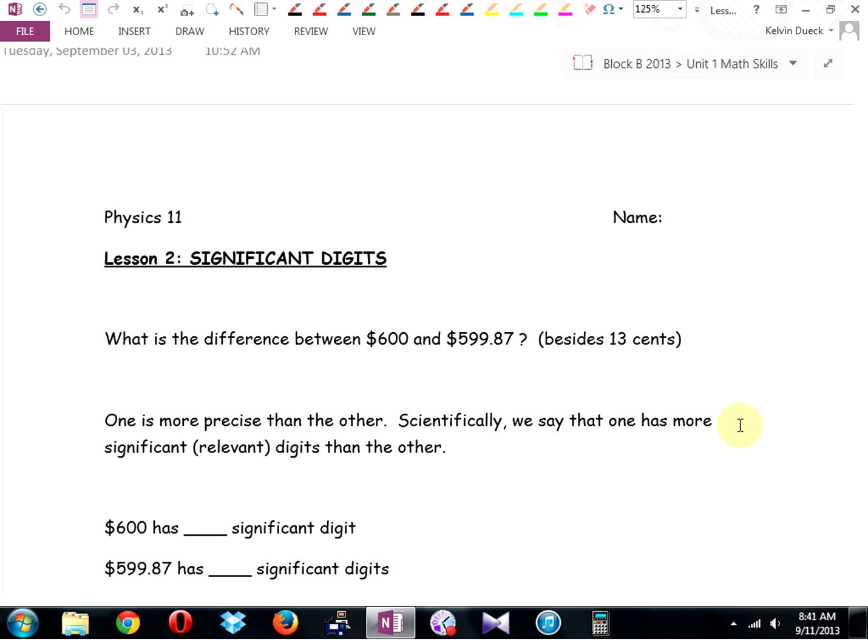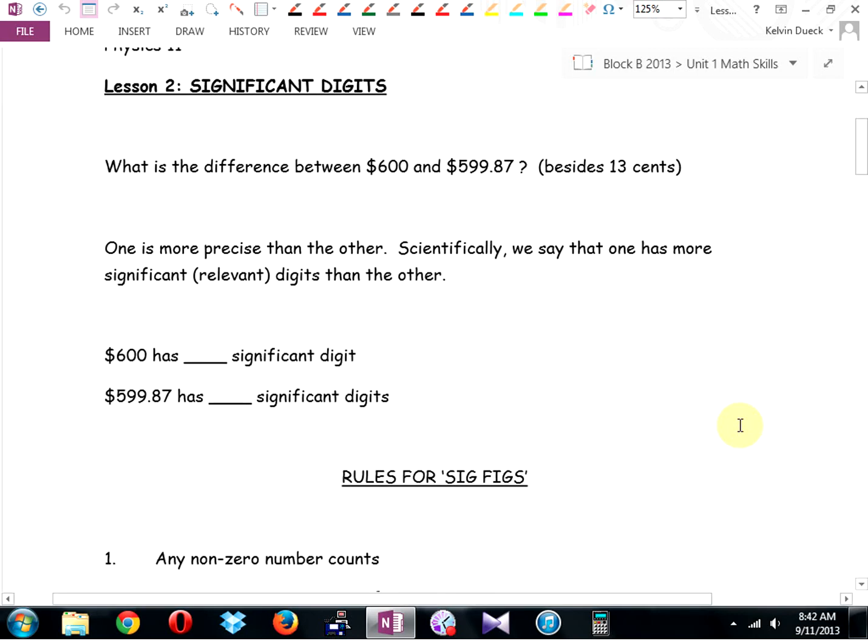But if I say, how much does it cost? And someone says $599.87, then I'm pretty sure that's probably exact. Okay? The fancy word for that is precision. We say that one of these values is more precise than the other. Scientifically, we say one has more significant or relevant digits than the other.